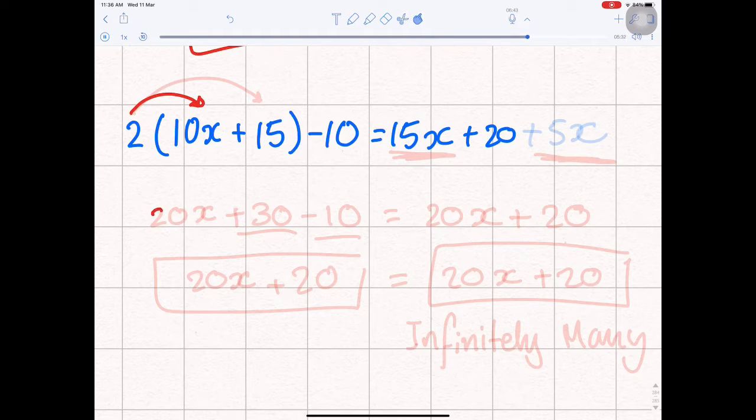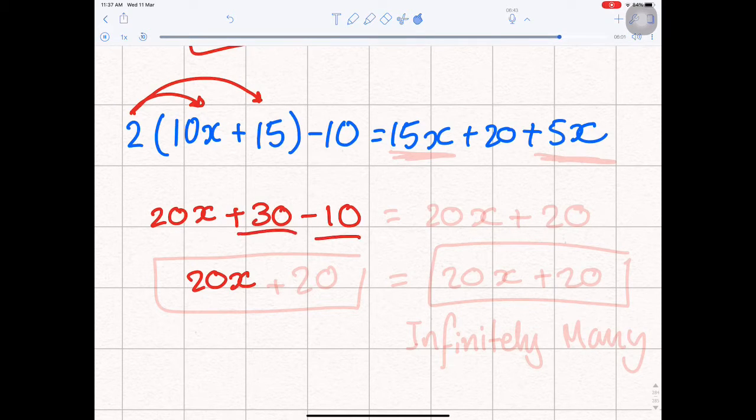2 multiply 10x is going to be 20x plus 2 multiply 15, 30 minus 10. And here we have also plus 5x. Sorry about that. Now 20x plus 30 minus 10 is going to be plus 20. The other side, 15x and 5x are going to give me 20x plus 20.